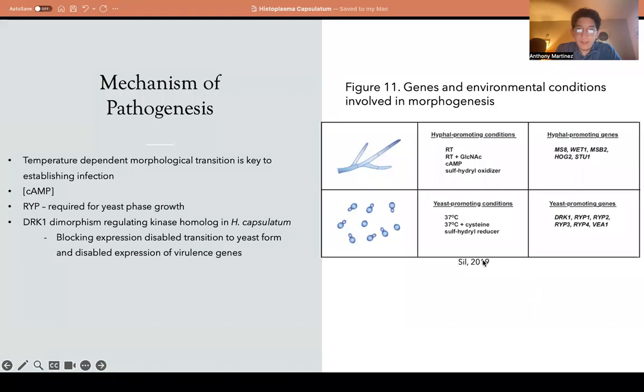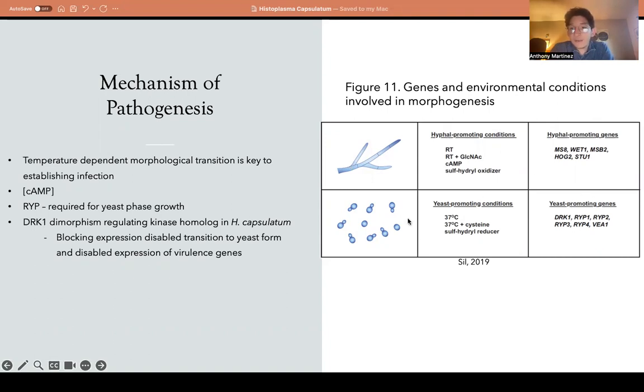In terms of the trigger events for morphogenesis, I want to look into that a little bit more in this light of its role in virulence and pathogenesis, because without this, you really don't get any pathogenesis from this organism. So this is really key in establishing infection and becoming pathogenic in human hosts. You can see here in this great table, the hyphal form. Room temperature conditions, GlcNAc, some cyclic AMP levels, and sulfhydryl oxidation lead to a hyphal form. The actual genes involved in this are right here.